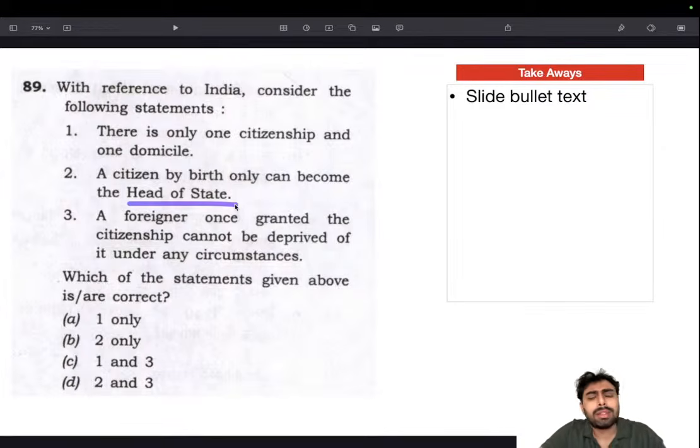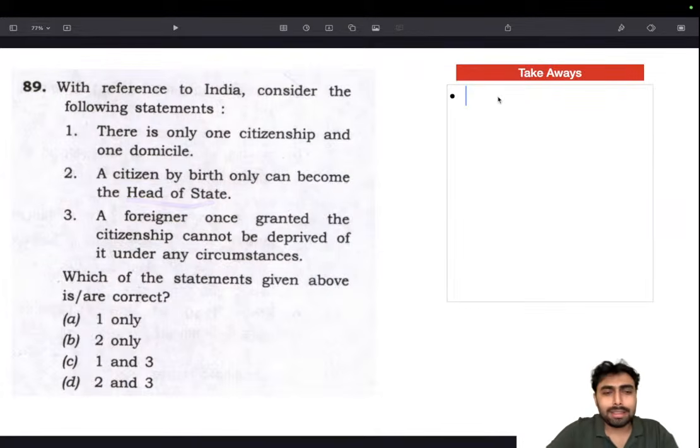Actually, this is not the case. Since the partition has happened and India has a lot of diversity, we are not very much in line with the approach of the sons of the soil theory. There are two basic theories for citizenship.